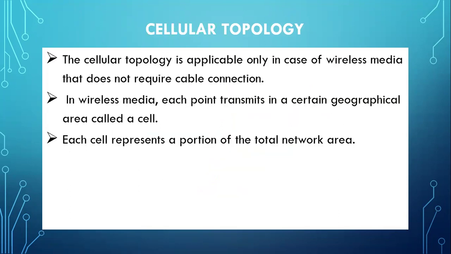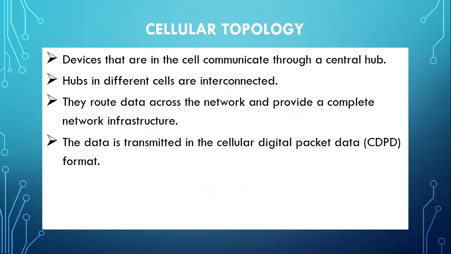Last but not least, let's discuss the cellular topology. The cellular topology is applicable only in the case of wireless media that does not require cable connection. So in this wireless media, each point transmits in a certain geographical area called a cell. Now each cell represents a portion of the total network area. Devices that are in the cell communicate through a central hub. The hubs in different cells are the ones that are interconnected to one another. They route data across the network and they provide a complete networking infrastructure.